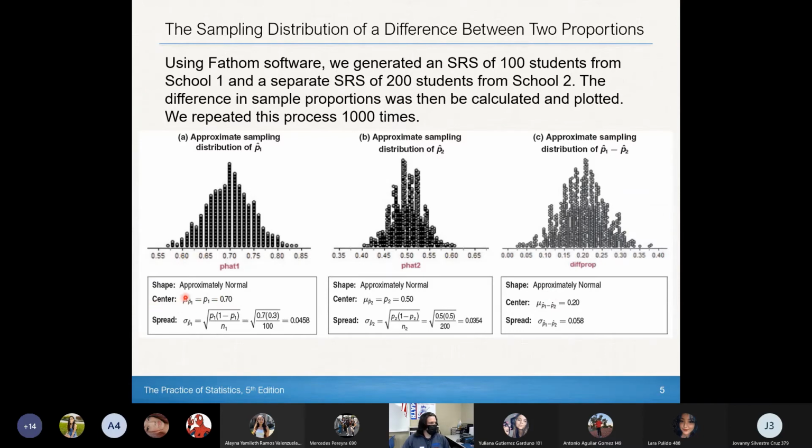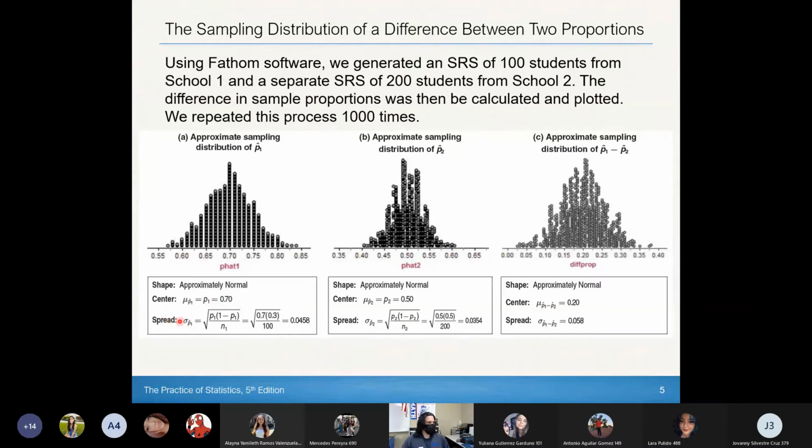The mean for p hat 1 is equal to p1, which is 0.7, which is what we see here on the graph. Remember back in chapter 7, we know the population proportion. In this case, it's 0.7. And if we have a good, what's the right word, estimator, which in this case is p hat 1, the mean of that estimator should be the same as the population proportion.